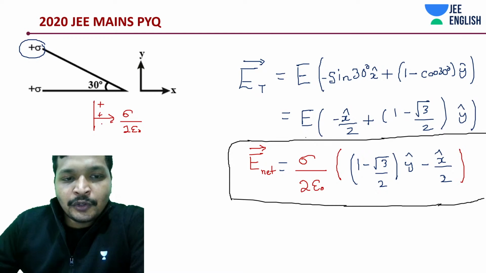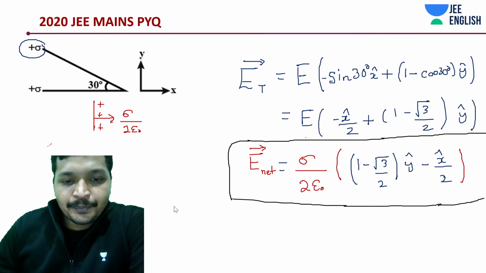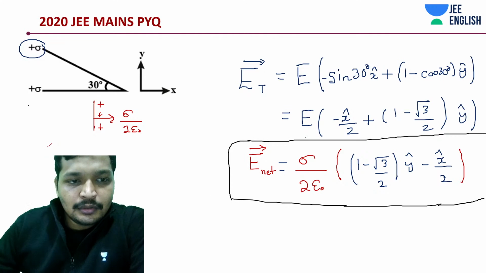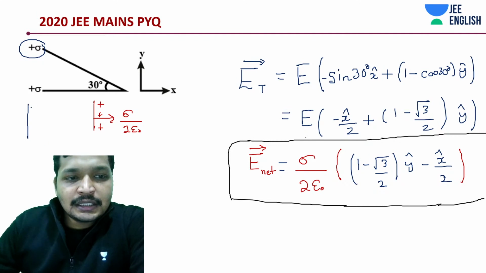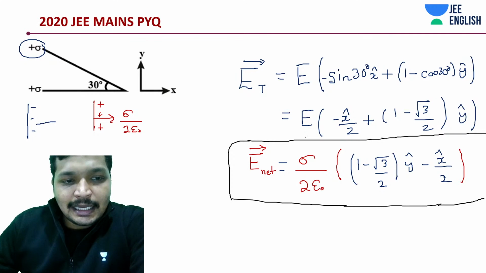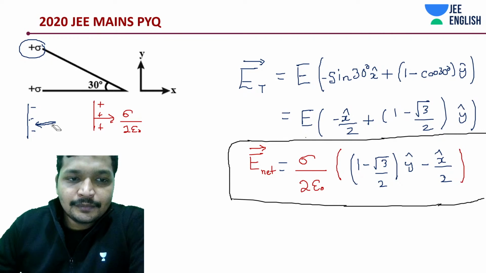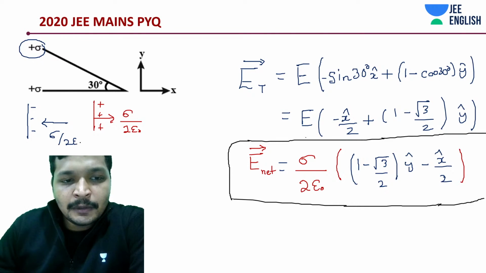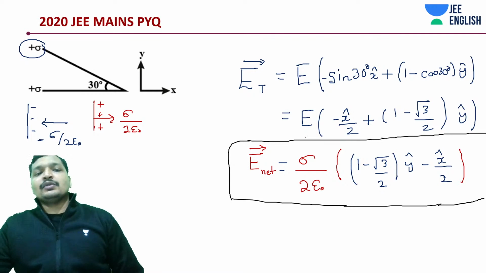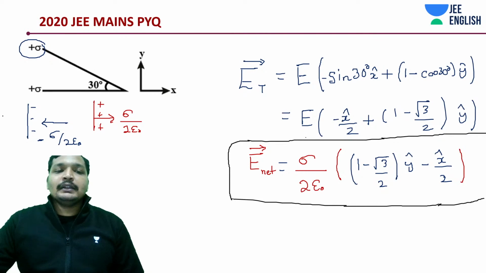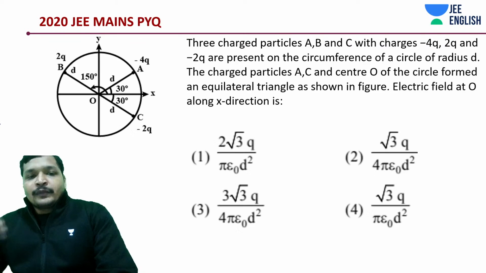If this is positive, positive, positive, this is sigma by 2 epsilon naught. If this is negative, negative, negative, this is going in the exact opposite direction. Magnitude is going to be sigma by 2 epsilon naught. But if at all you're talking about direction, it's going to be minus. So if you use that minus sign, that would be taken care of. Okay, alright, let's move on to the next question.